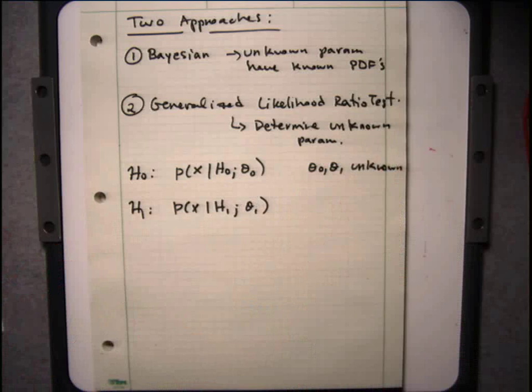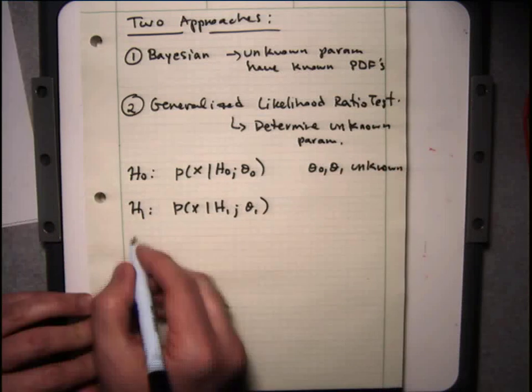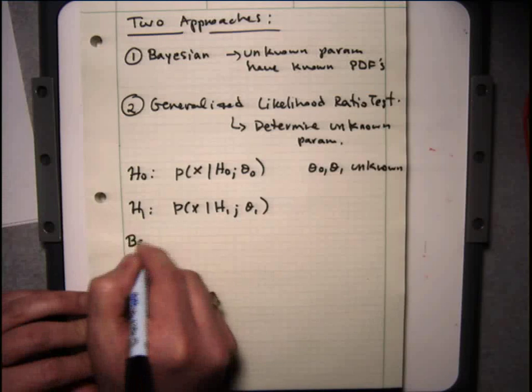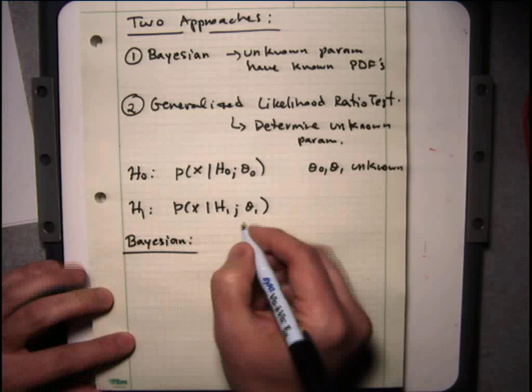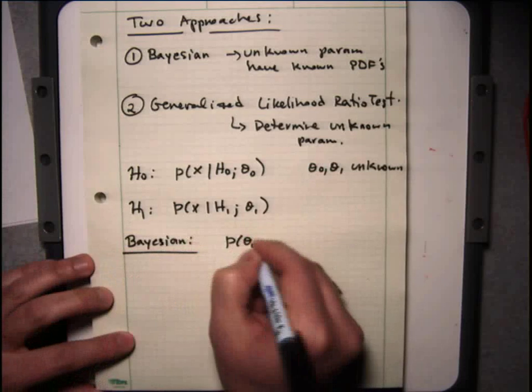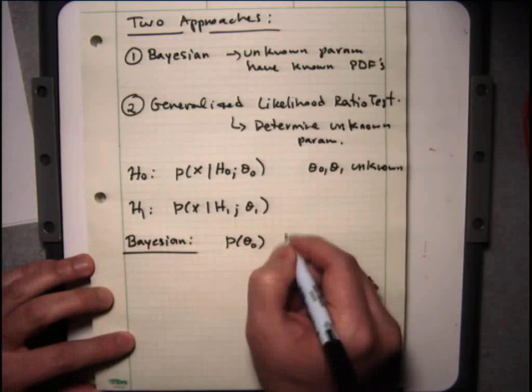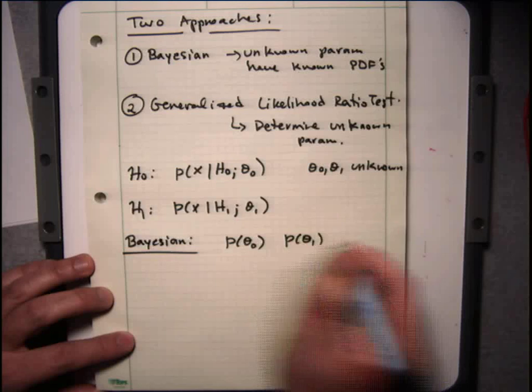Okay, so then these two different approaches that we talked about work as follows. So let's talk about the Bayesian one first. In the Bayesian approach, we assume that we have two PDFs, P of theta 0 and P of theta 1, are given.